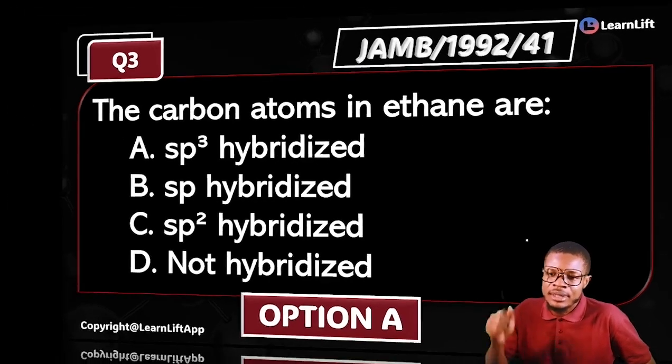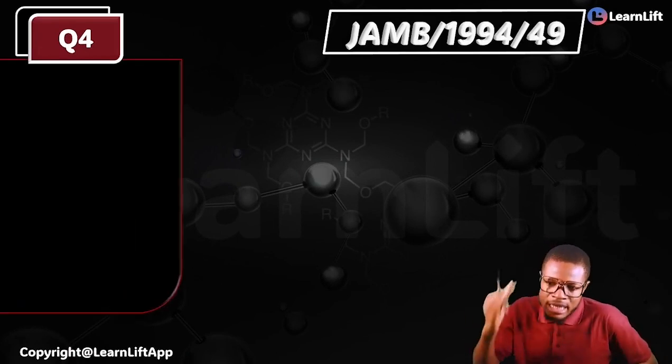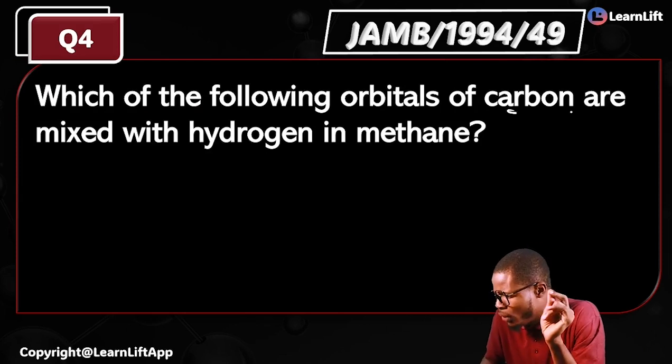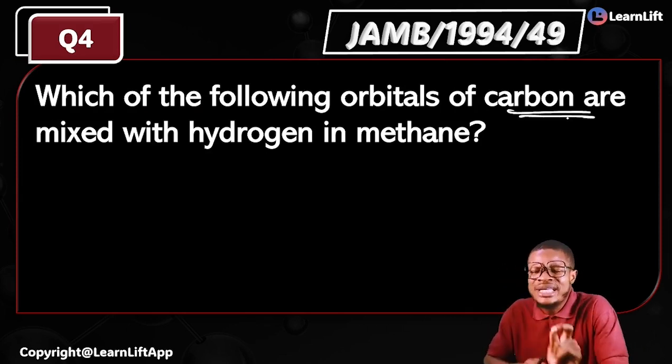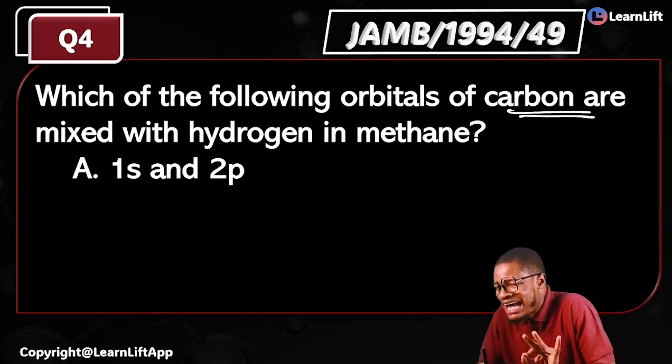If you get this very quickly with me, I'd like you not to forget this question that was asked in 1994, question 49. The question says, which of the following orbitals of carbon are mixed with hydrogen in methane? Option A says 1s and 2p.